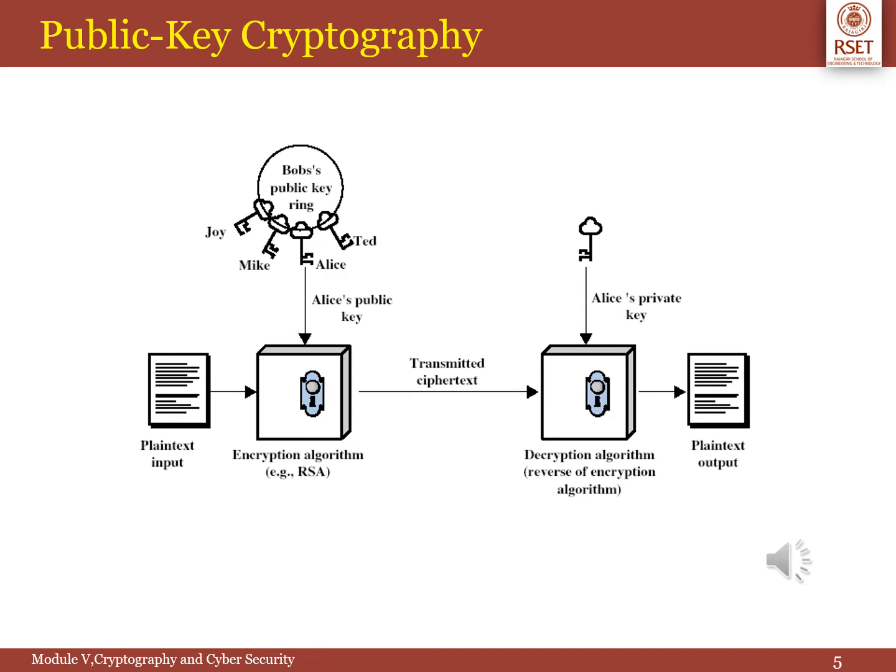The essential steps are the following. Each user generates a pair of keys to be used for encryption and decryption of the message. Each user places one of the two keys in a public register or other accessible files. This is the public key. Here you can see Bob's public key ring. If Bob wishes to send a confidential message to Alice, Bob encrypts a message using Alice's public key. When Alice receives the message, she decrypts it using her private key.